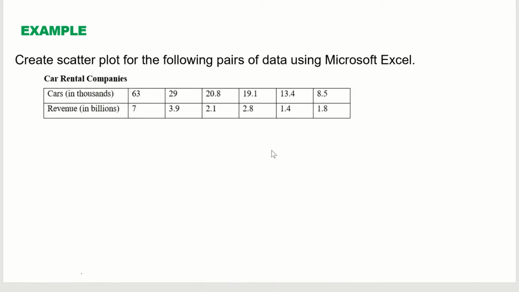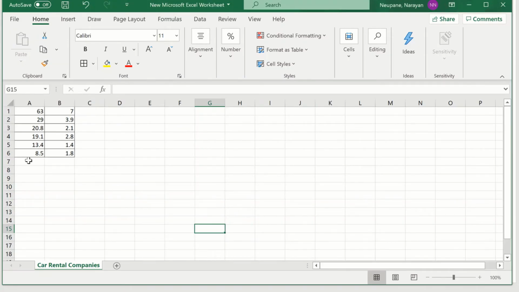So here is the data. What we have to do is, in order to create the scatter plot using Microsoft Excel, we have the information here, and it is about the car rental companies. We have number of cars rented in thousands and revenue collected in billions of dollars here. First, we have to enter this data in a Microsoft Excel sheet like that.